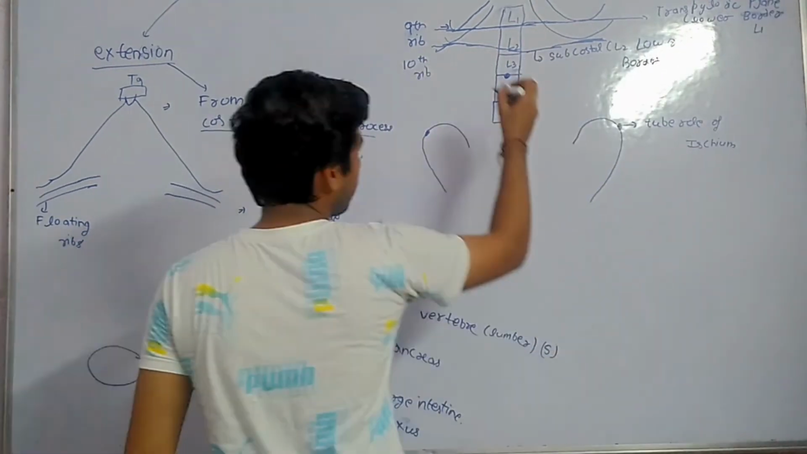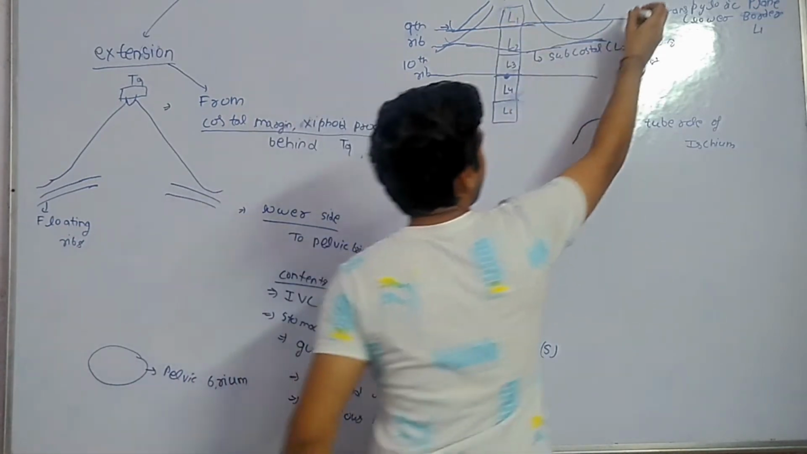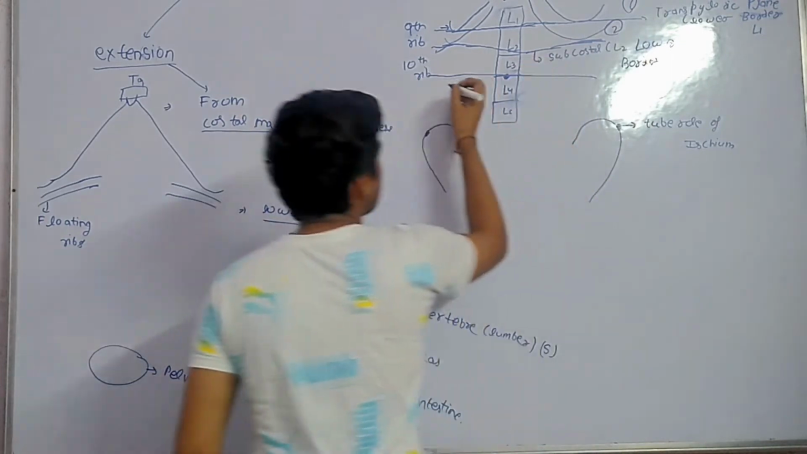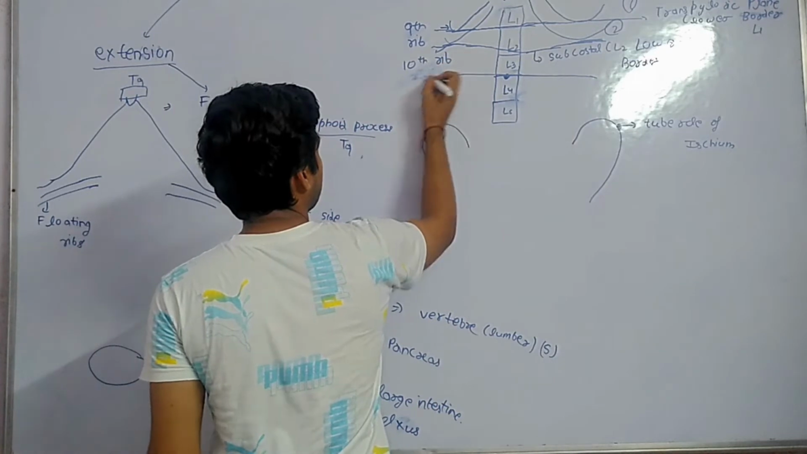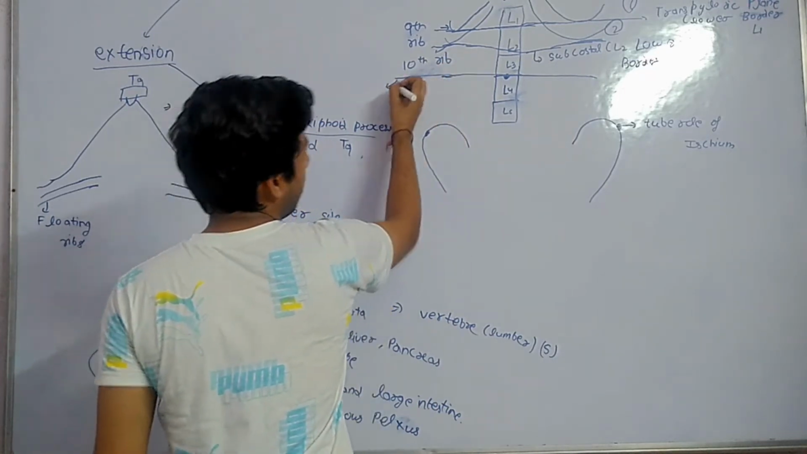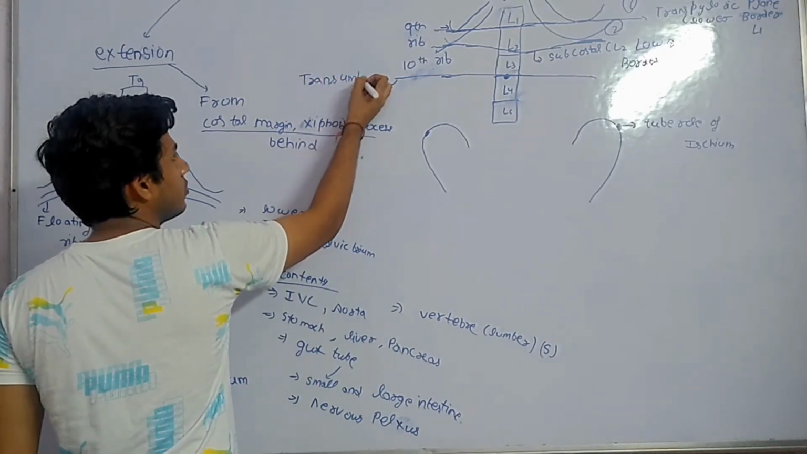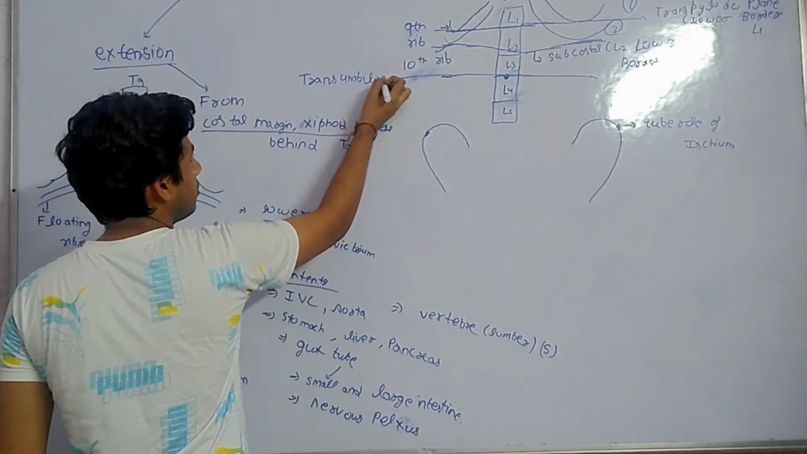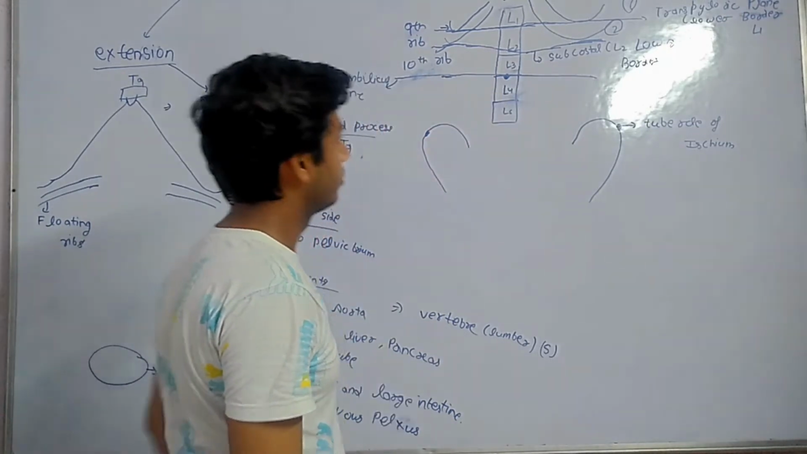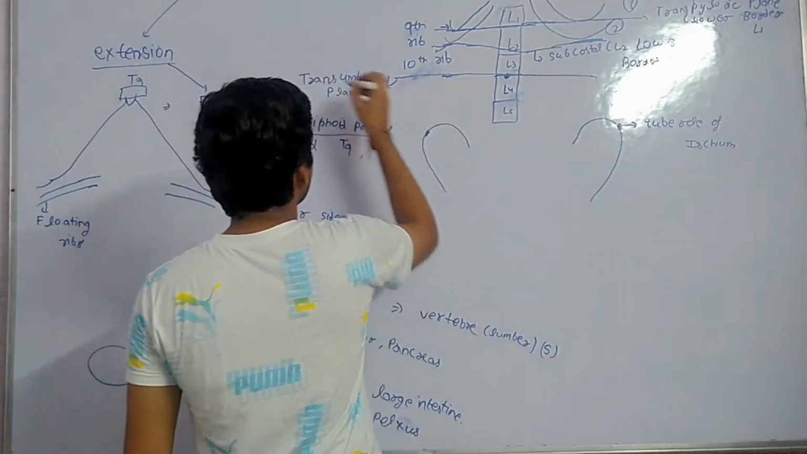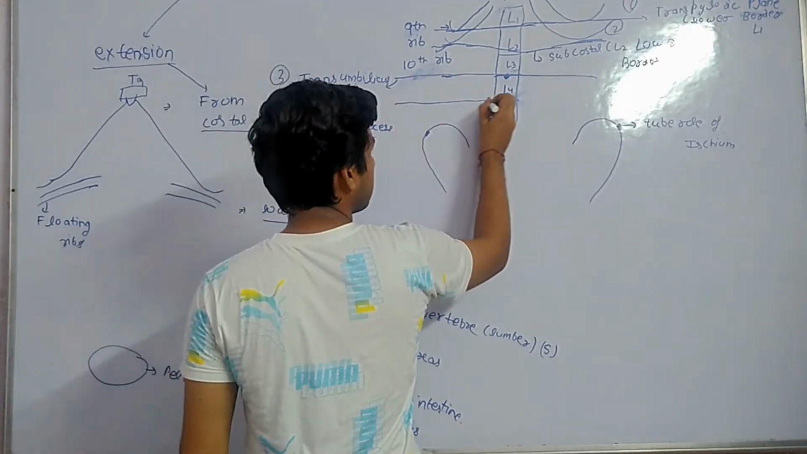Another plane passing at the umbilicus, third plane. This is number 1 plane, number 2, and this is number 3. This plane is called transumbilicus plane. Umbilicus plane passing from intervertebral disc between L3 and L4. Done. Again, this is third plane.